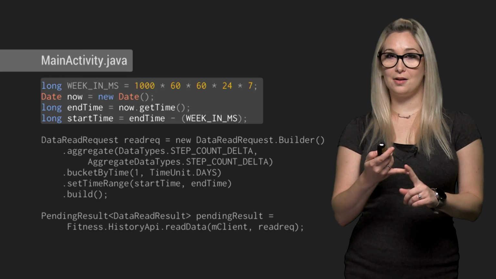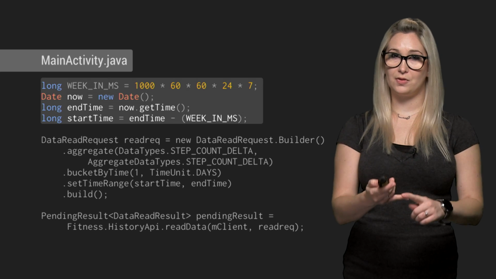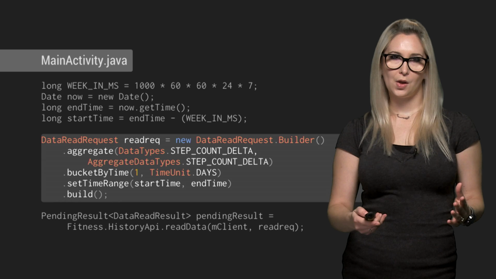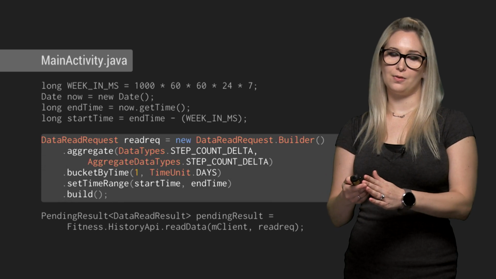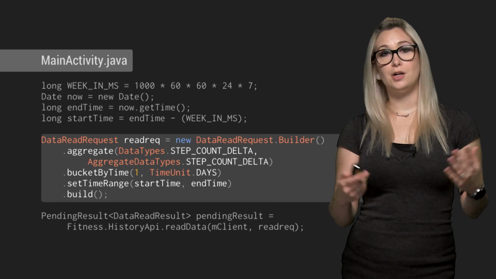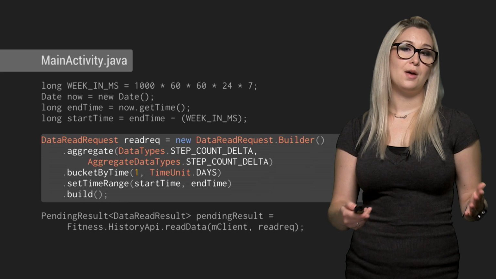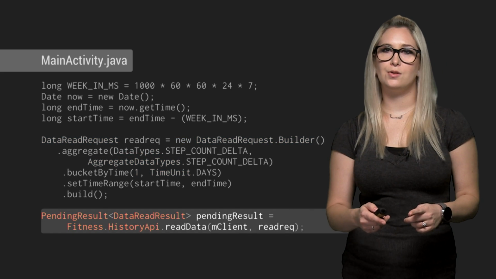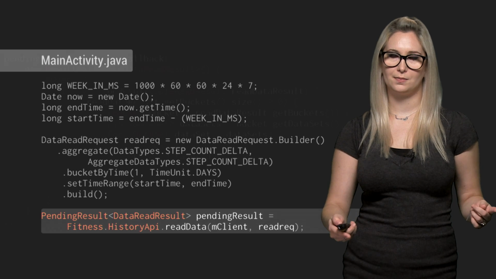First, you need a start and end for the range of time where you want to retrieve data. So let's say we're looking at data from the last week. We're asking for the user's step count, bucketed by day. We want to know how much they walked each day within the last week. Finally, we'll invoke the History API using readData and our request.